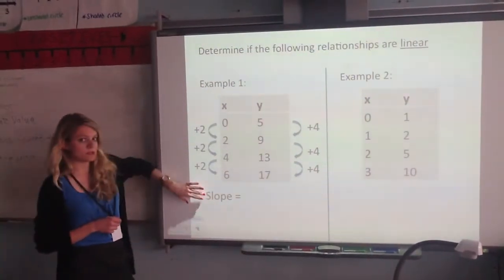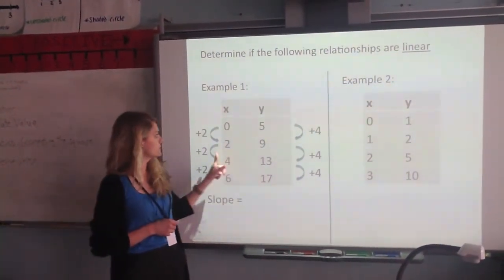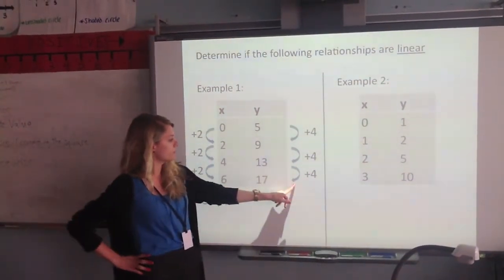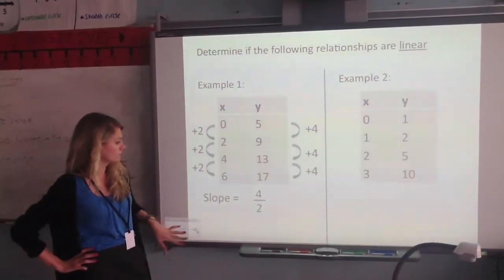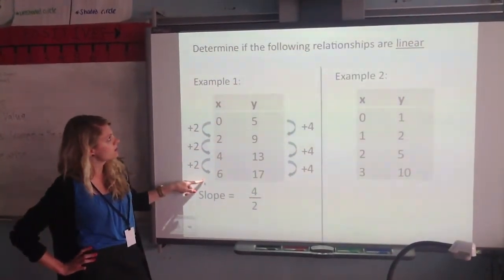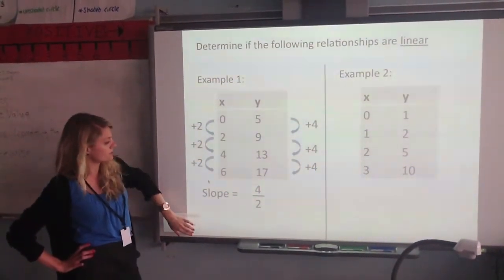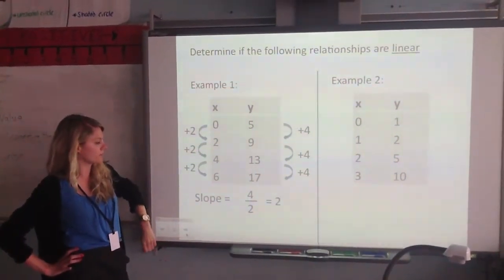This is asking me to find my slope. So remember, my slope is just my change in y over my change in x. So my slope is going to be 4 over 2. So we would say that since each time we have this constant rate of change, this would be linear, okay? A linear relationship. And I could simplify 4 over 2 to be 2.